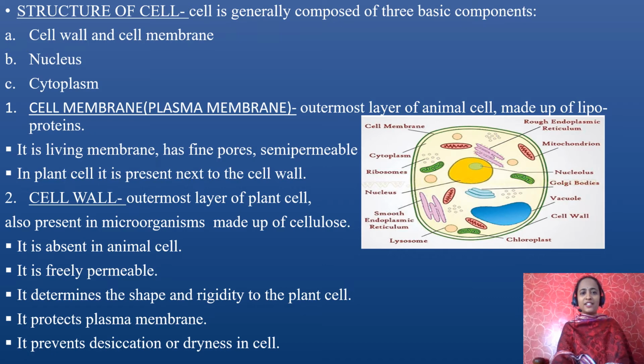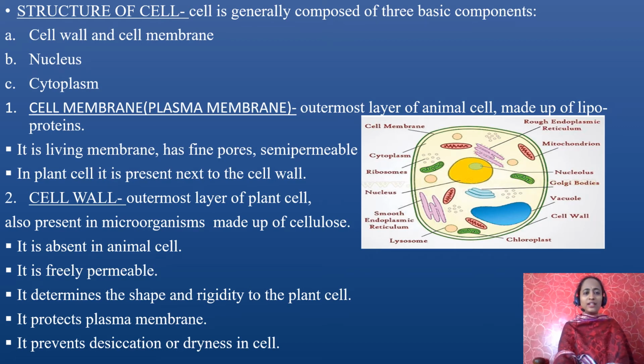In a plant cell, it is present next to the cell wall, but the cell membrane is common to each and every organism. Now, the cell wall. It is present in plant cells and also in a few microorganisms like fungi and bacteria. The cell wall is made up of cellulose. It is one of the polysaccharides, a complex sugar present in the cell wall.